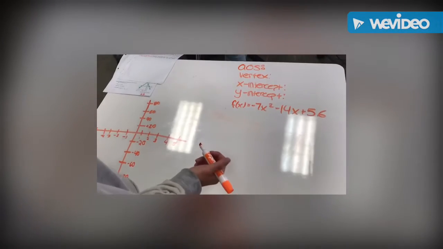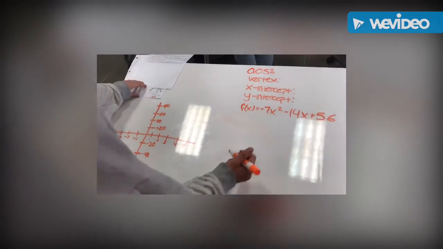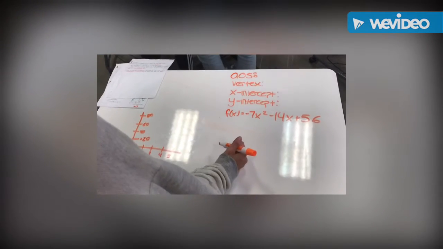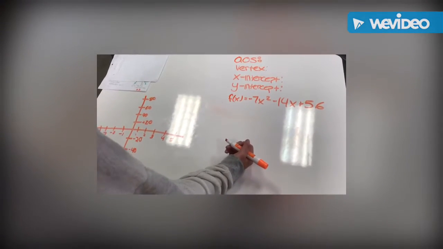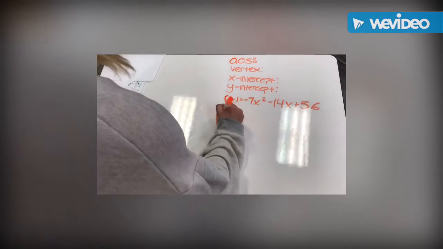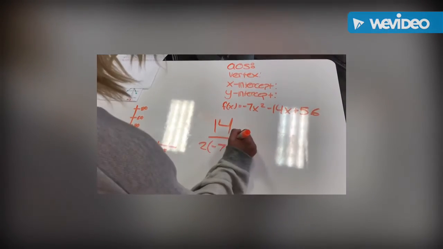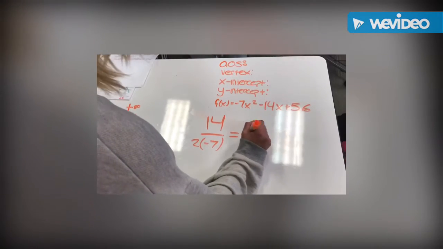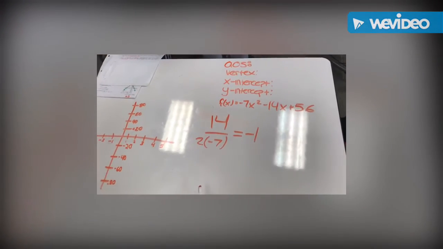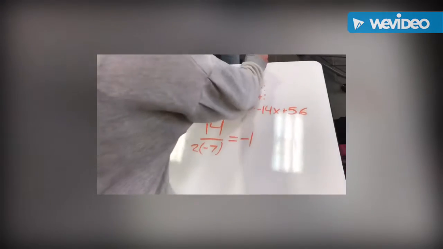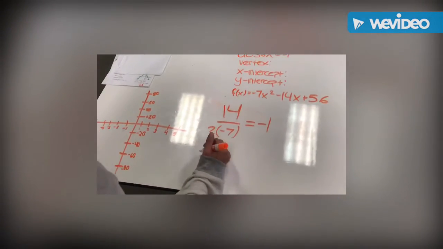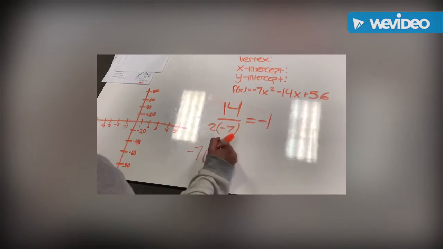Okay, to get the axis of symmetry, you do negative b divided by 2 times a. So you do 14 divided by 2 times negative 7, which is negative 1. So the axis of symmetry is x equals negative 1. And then you plug in the negative 1 in the equation for the x's.